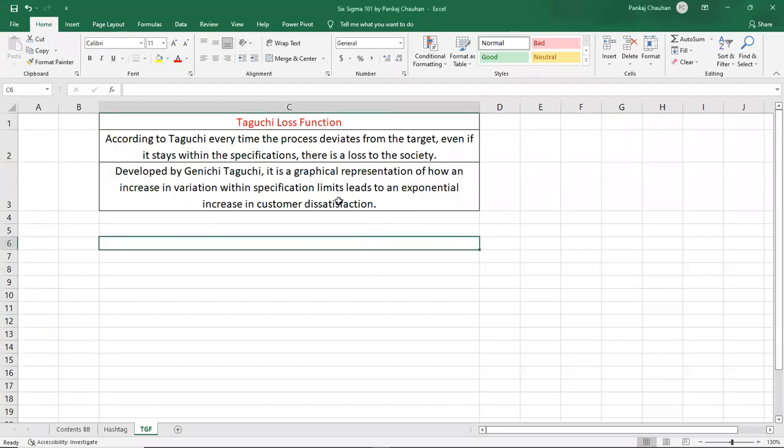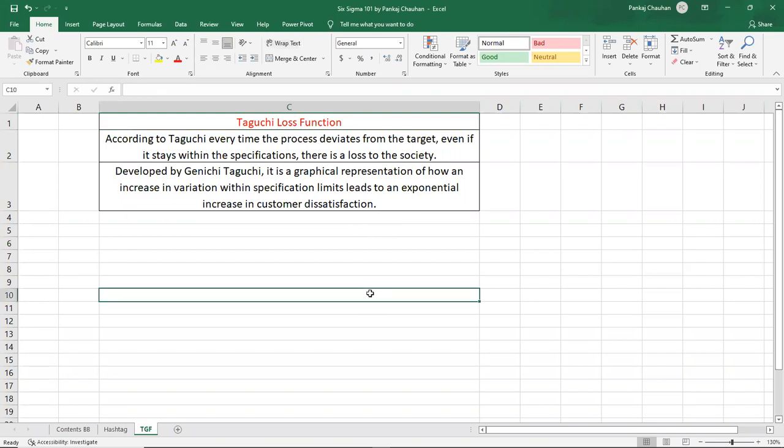Hello people, welcome back. In today's session, I'll talk about what the Taguchi loss function is, which we also call TLF, developed by Mr. Genichi Taguchi. So what does it mean?